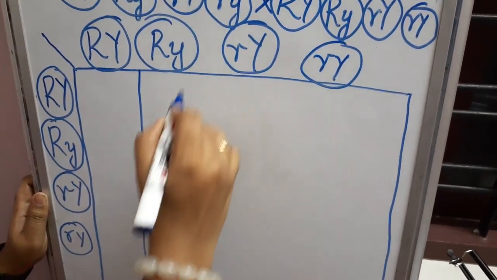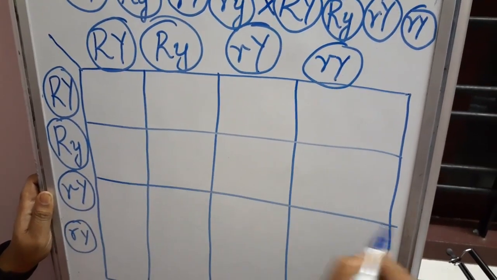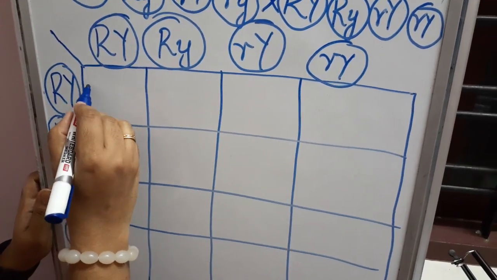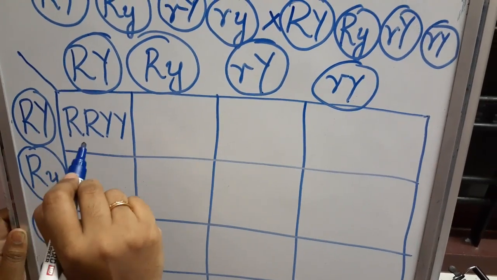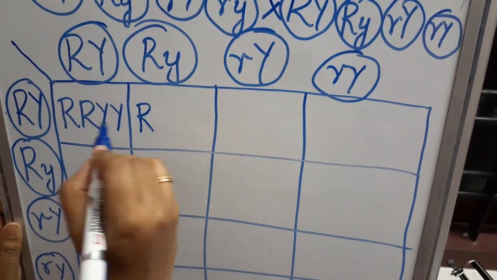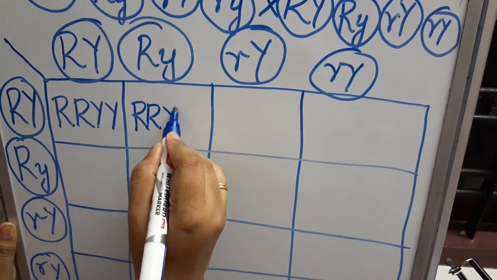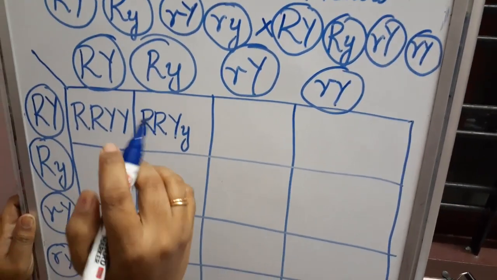Then draw lines like this, and now we will write the type of plants which we are getting. So the first one we will get capital R, capital R, capital Y, capital Y. So this will be pure, homozygous round yellow. Okay, then next one you will get capital R, capital R, capital Y, small y. Always keep in mind that you should write the capital letter first.